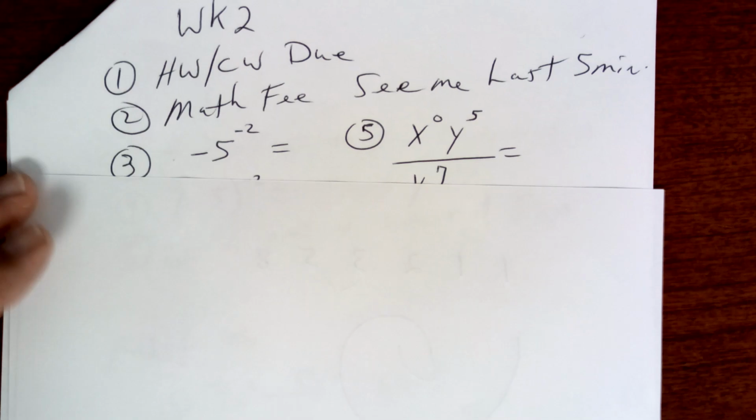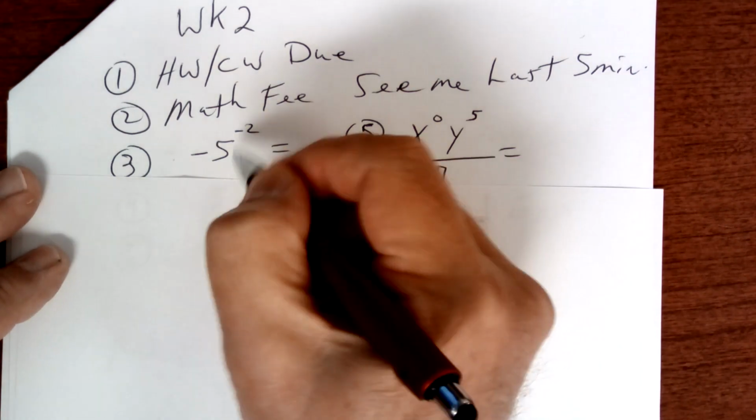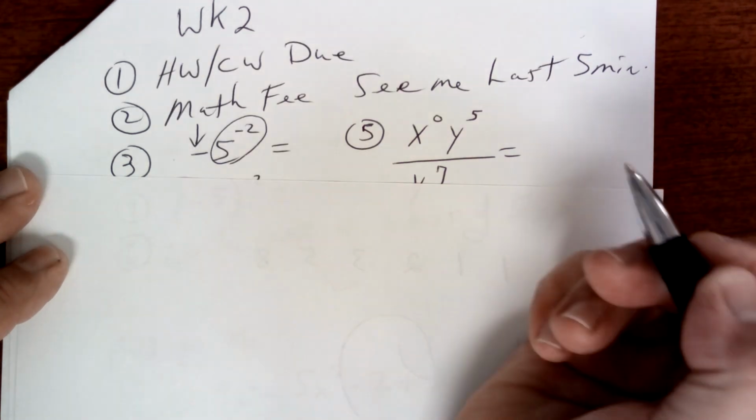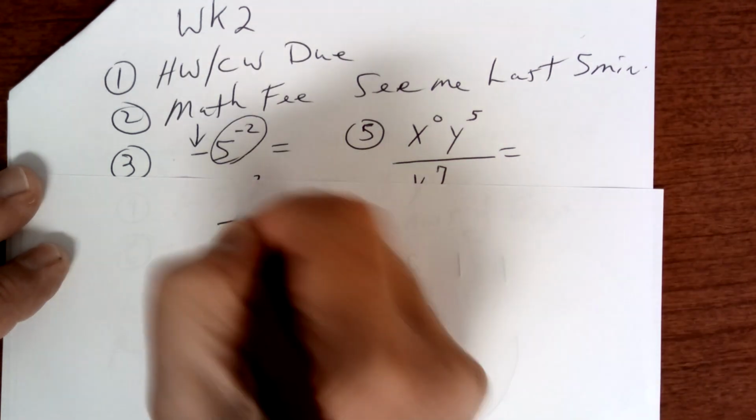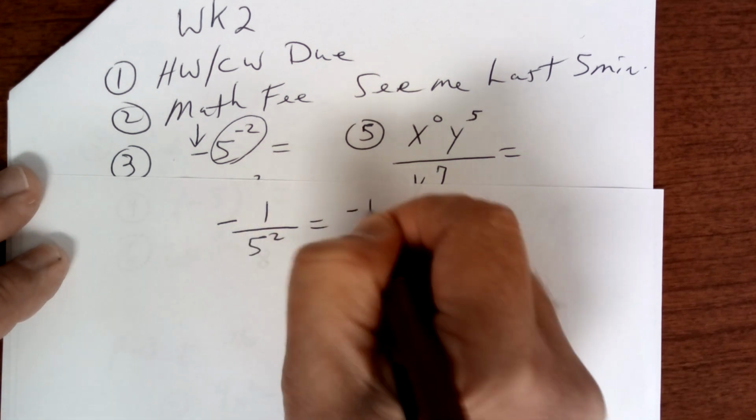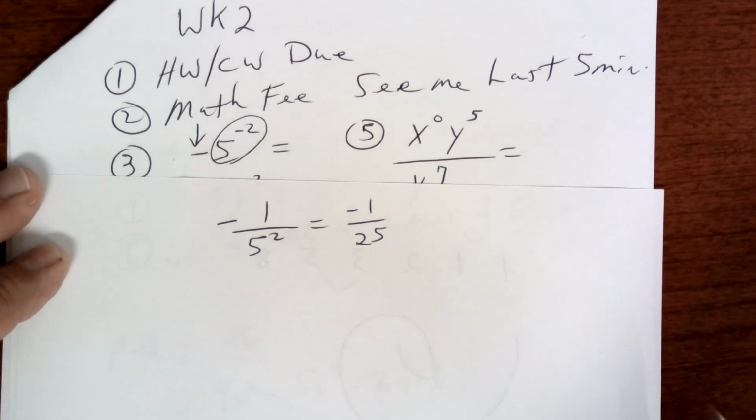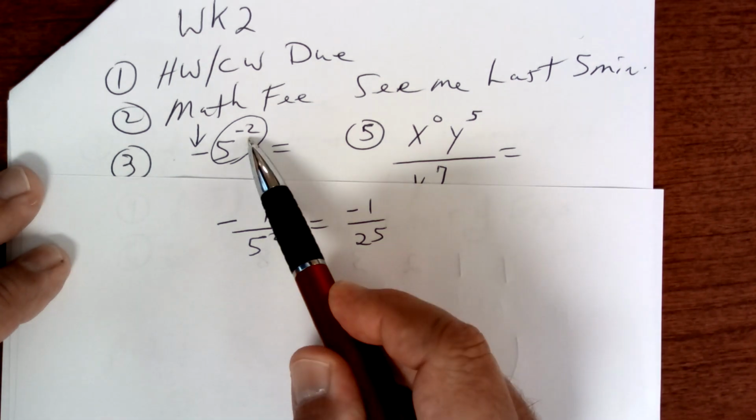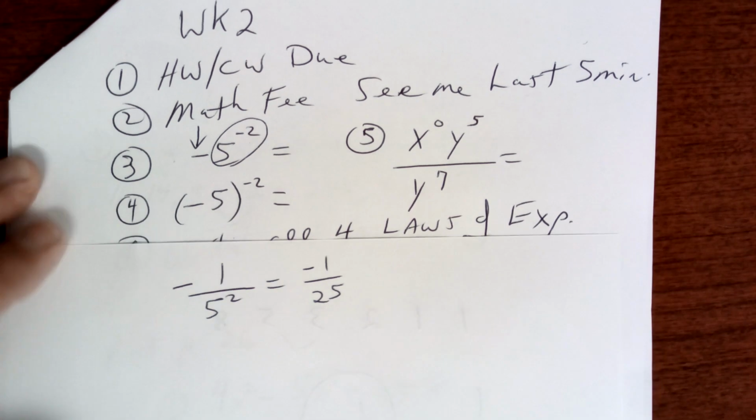You see this, only the 5 is to the negative 2, not that negative in front of it. So you're going to get a negative 1 over 5 squared, which equals a negative 1 over 25. And that's how you do that. Remember, when you drop it down, the exponent changes. Or for that matter, if you drop it up or raise it up.